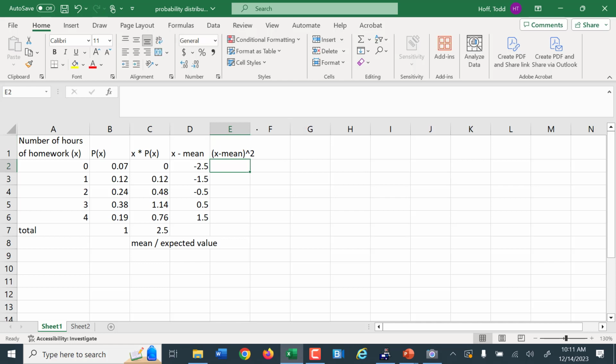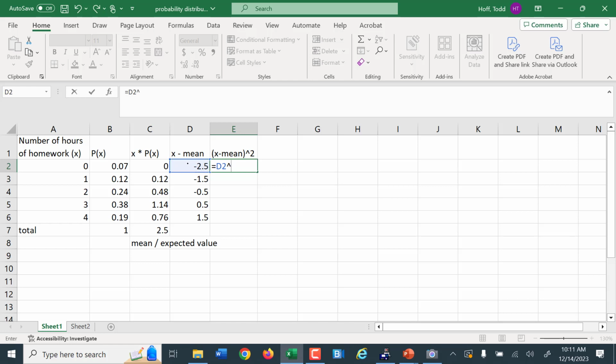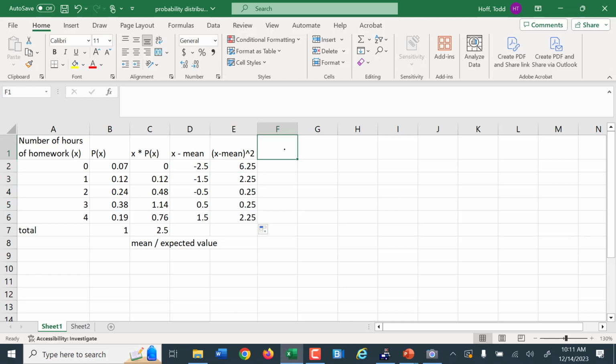So x minus the mean squared. All I'm doing is taking this value here and squaring it. So negative 2.5 squared will be a positive 6.25. And I do that for each of them. And then I do that squared value now times p of x.